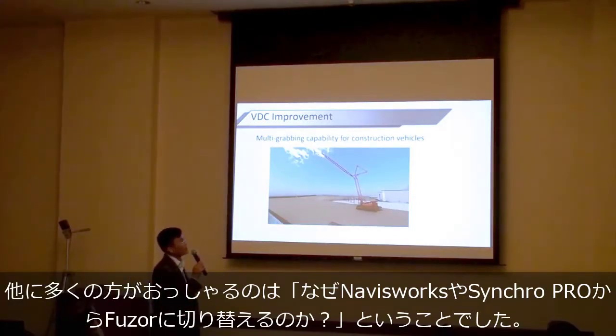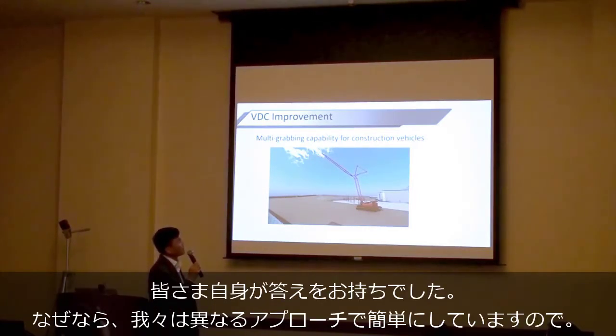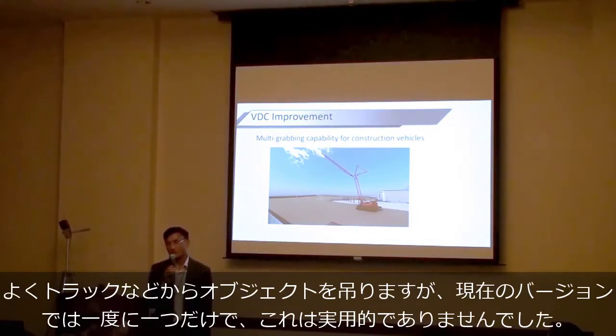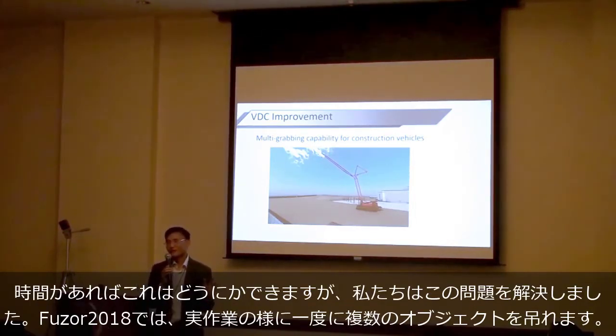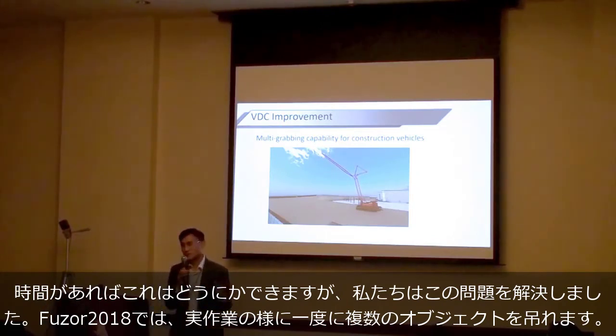So another thing that a lot of people say is, well, Henry, why do I want to switch from Navisworks or Synchro Pro to your program? Well, our fans actually have the answer, because we do things differently, much easier. A lot of times you can see we grab objects from the trucks and such, but in the current version, it does only one object at a time, which is not realistic. You can work around it if you have quite a few hours, but now we solved the problem. Now you can grab a lot of objects at once, just like the real deal.